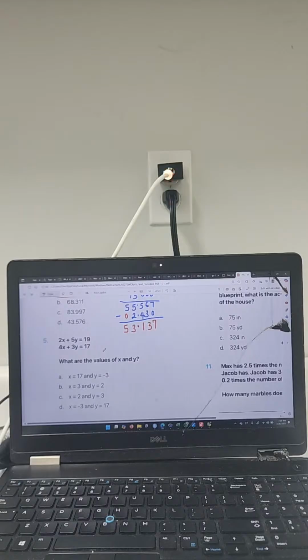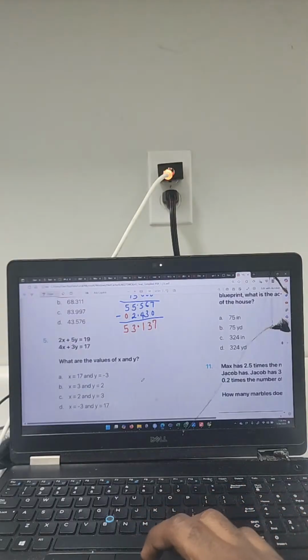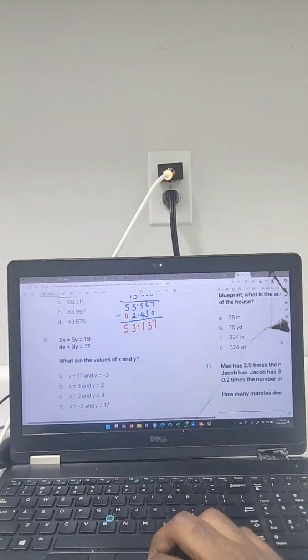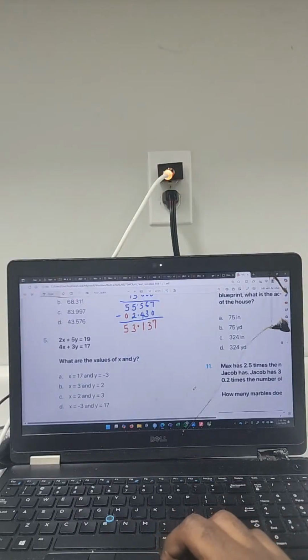Here we have 2x plus 5y equals 19. Here we have 4x plus 3y equals to 17. How do you get the value of y?